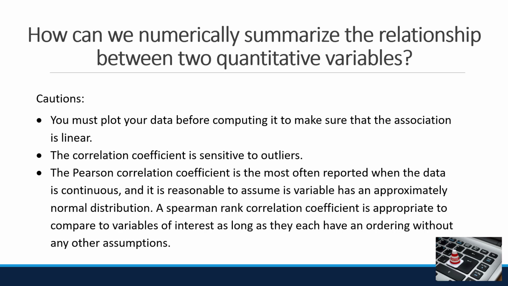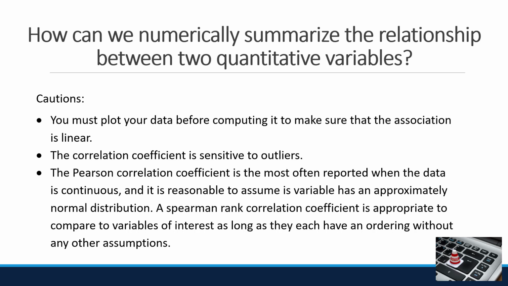Cautions. The correlation coefficient is only a valid summary when there is a linear association. You must plot your data before computing it to make sure the association is linear. The correlation coefficient is sensitive to outliers. You should plot your data to see if there are any outliers. Recall that an outlier is an observation that lies outside the overall pattern of the other observations. Another way to determine if a plot point is an outlier with respect to a numerical summary is to see if removing the point would substantially change the results of the calculation.